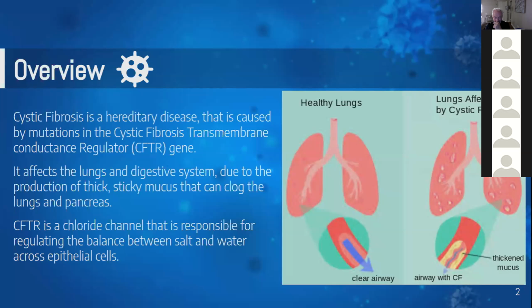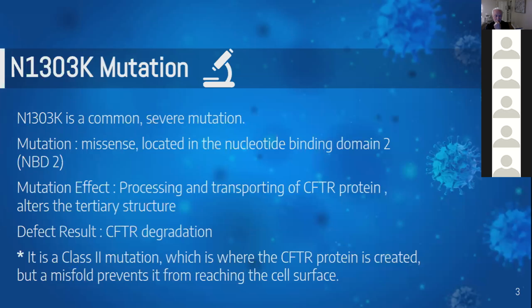CFTR is a chloride channel that is responsible for regulating the balance between salt and water across epithelial cells. And here you can see the healthy lungs that have a clear airway, whereas the lungs affected by cystic fibrosis have an airway that is lined with thickened mucus. The N1303K mutation is a common and severe mutation.